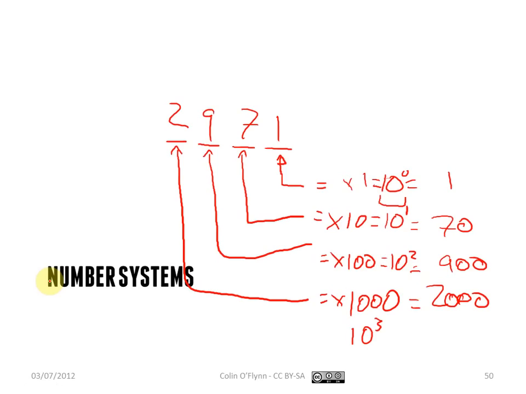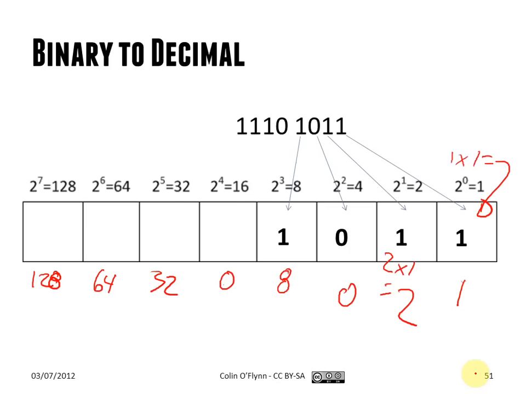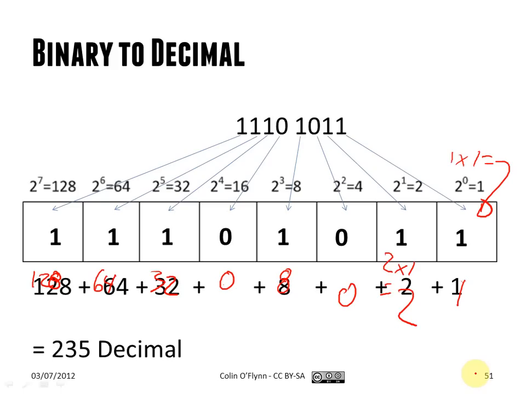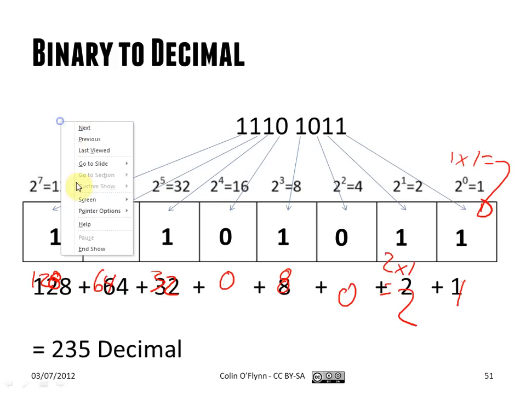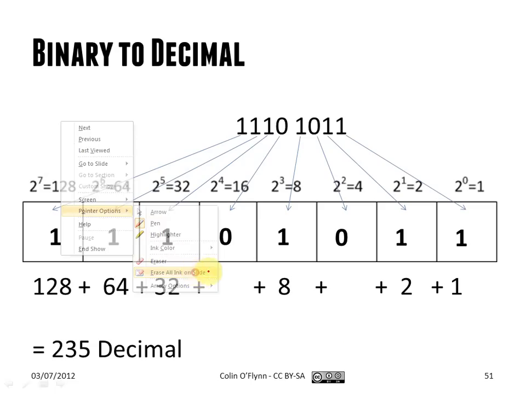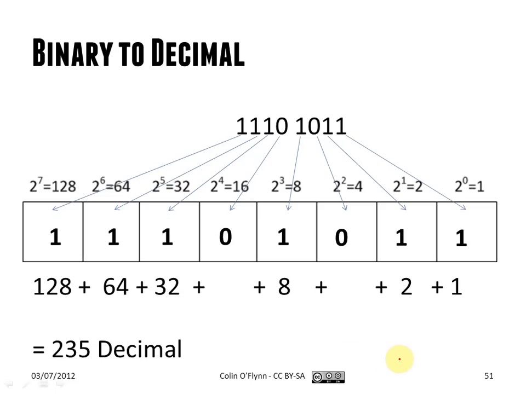This value, this 2,971, is just equal to all of these added together. In exactly the same way, the binary number is just the addition of all the individual values. So if I clear the ink here, we can see this number is corresponding to 235 in decimal. Does that make sense to everyone?